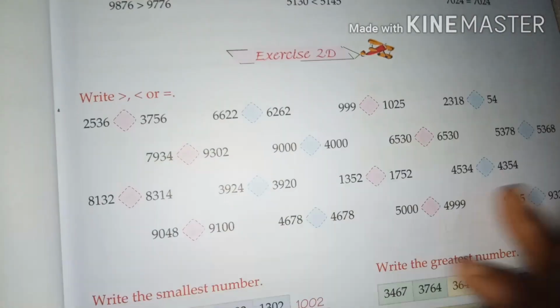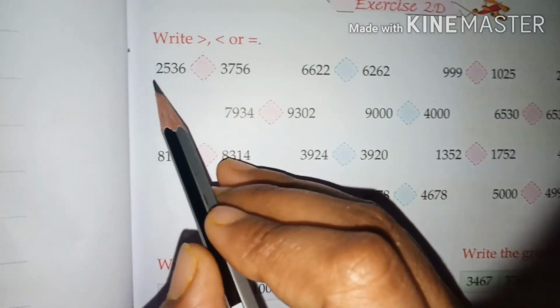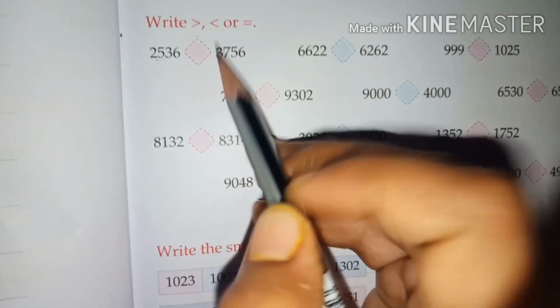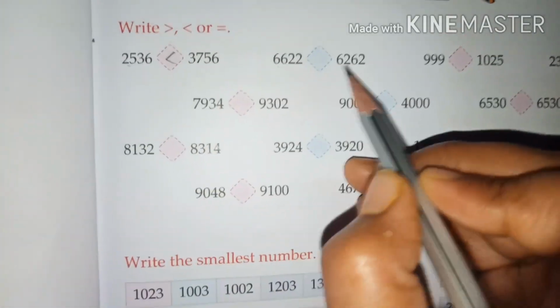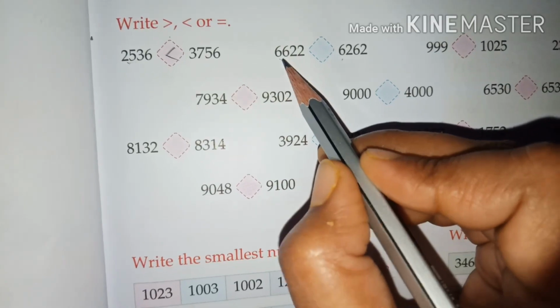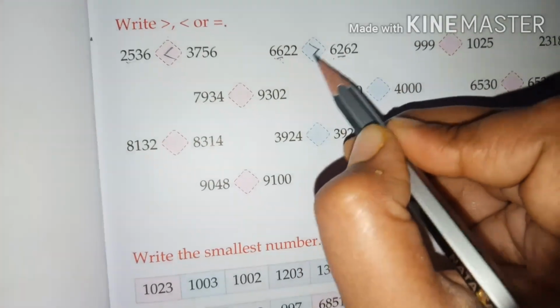Okay? Now exercise 2D. You have to write greater than, less than or equals to. तो just see first numbers first. 2 और 3 दोनों में से कौन सा बड़ा है? 3, तो I will write greater than sign here. ओके. अब 6, 6 दोनों में 6 सेम है, फिर यहाँ पे 6 है सेकेंड टर्म में और यहाँ पे 2, तो which will be greater? 66 वाला will be greater.